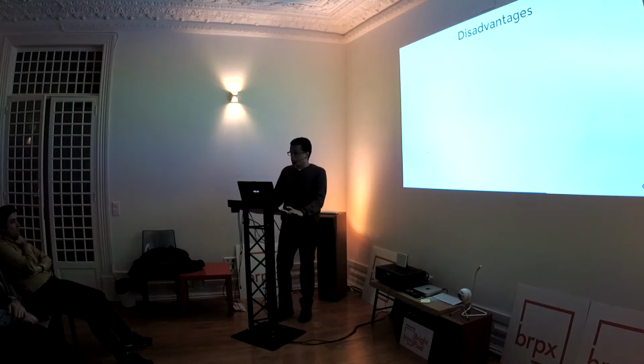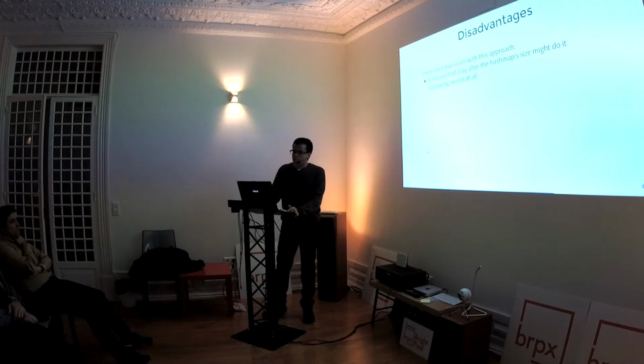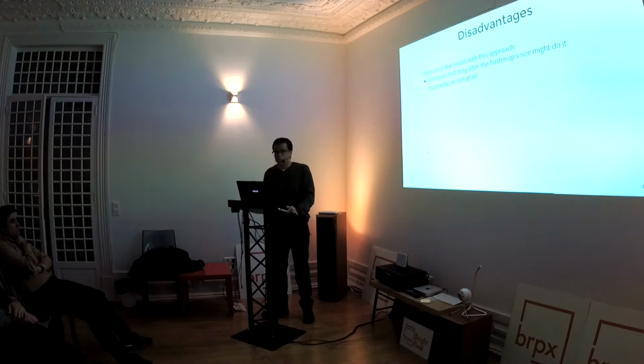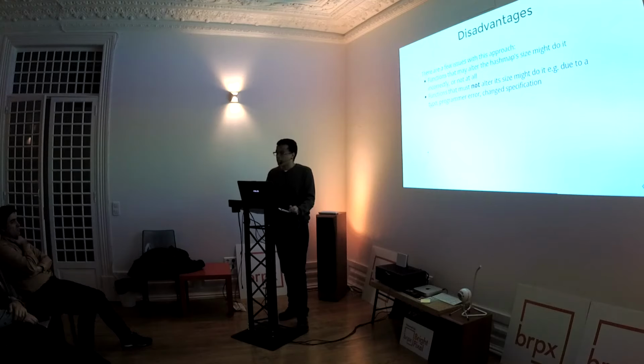So, problems with this approach. Functions that may alter the hash map size might not do it, or do it incorrectly. What happens is that if we write improper code, or if we interpret incorrectly what happens to a hash map size in a certain operation, then the size function at some point after a certain operation might stop returning the correct value. And functions that shouldn't alter the hash map size might, again because of a bug, a typo, something unexpected, or a mismatch between the function specification and its actual behavior.